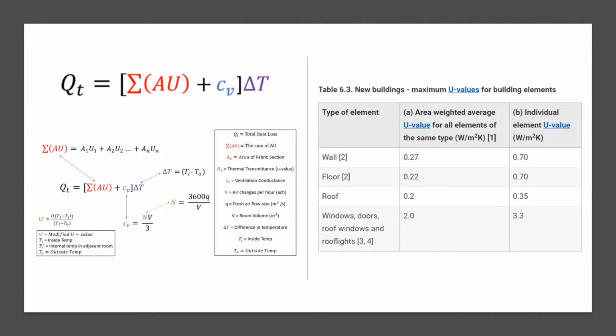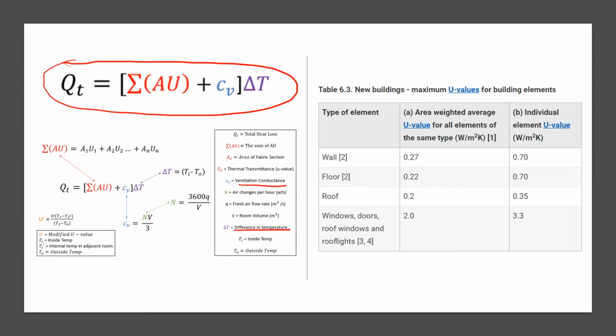Firstly, we've got our formulas. So on the left here, this big one, this is just our total heat loss formula. So QT equals the sum of AU plus CV, all multiplied by delta T. Down here in this box, I've got a wee explanation of what each thing is. So that funny Greek symbol followed by brackets AU is our sum of AU. CV, that's our ventilation conductance, and delta T is our temperature difference.